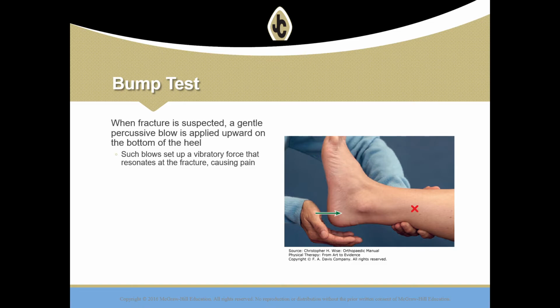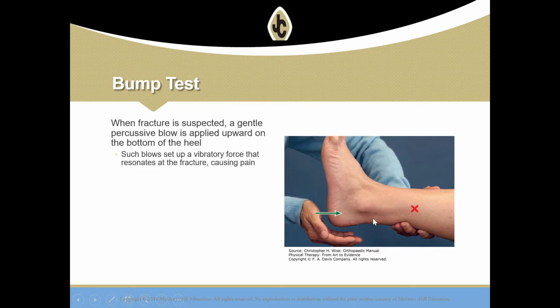So the main test you're going to use for that is the bump or the percussion test. And you can see in this picture, they're tapping on the bottom of the foot, looking for that pain to reverberate up into the leg, into either the fibula here as I'm pointing at, or the tibia on the inside. If there's a fracture there of any severity, that reverberation will cause that fracture site to have pain.